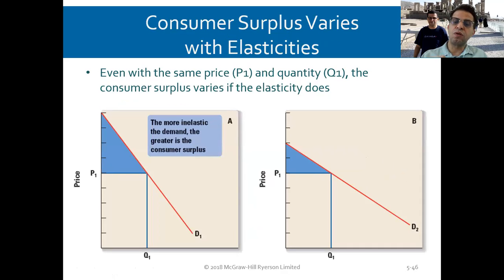Now, consumer surplus varies with elasticity. The more inelastic the demand, the greater the consumer surplus. Because when demand is inelastic, there is a bigger consumer surplus for you.